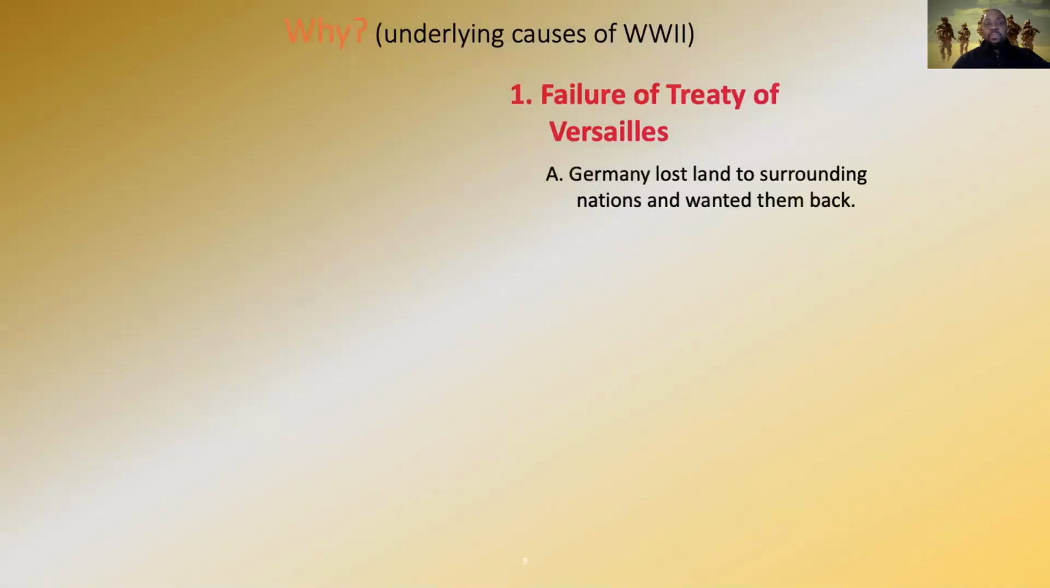All right, so the failure of the Treaty of Versailles. Following World War I, the victorious Allied powers met to decide Germany's future. Germany would be forced to sign the Treaty of Versailles. Germany had to accept guilt for the war and to pay reparations. Germany lost territory and was prohibited from having a large military.